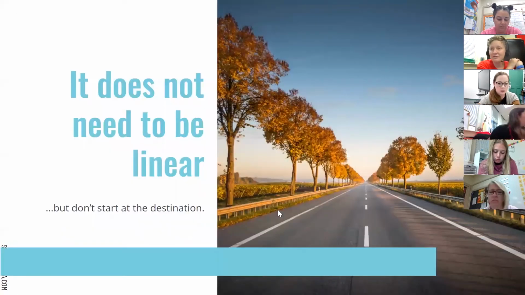So it's important to keep in mind, though, that it doesn't always have to be linear. And what I mean by that is it doesn't need to be like Monday, we're going to do concrete. Tuesday, we're going to do representational. Wednesday, oh, you're ready for abstract.